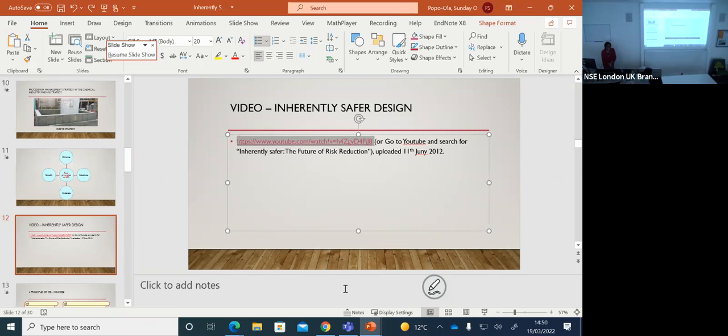I hope everybody enjoyed that. I think it summarizes my talk over the last 5 minutes in a much nicer and understandable way, and also explains those four types of inherently safer design approach.